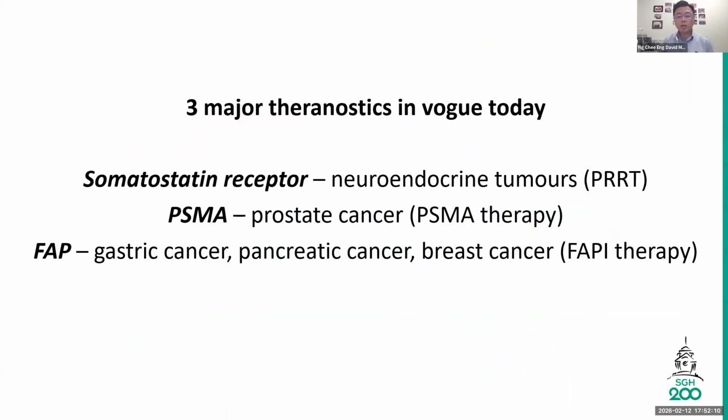So now I'm going to move on to talk very briefly about 3 major theranostics in vogue today. The first one being the somatostatin receptor, which, you will know, is used to target neuroendocrine tumors, and this is known by the abbreviation PRRT. The second one that I will just touch on is the PSMA, which is to target prostate cancer, and it's also called PSMA therapy. And the third one being FAP, which I'll explain later, is used to target gastric cancer, pancreatic cancer, breast cancer. It's called FAPI therapy.